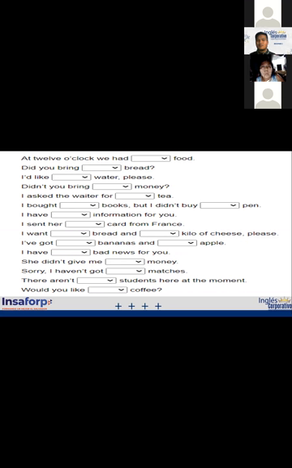What about this one? Did you bring any bread? Exactly. Did you bring any bread? And the last one. Number three. That's the last one we are going to do. Volunteer? I like some water, please. Very good. Okay. All right.